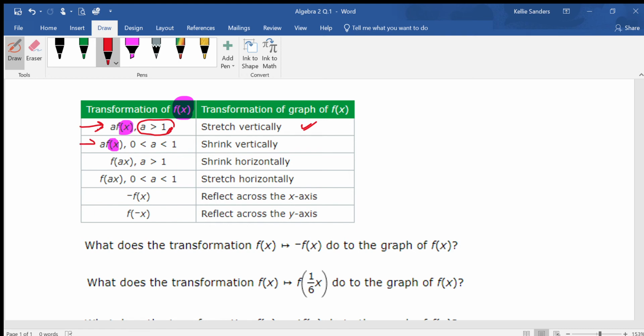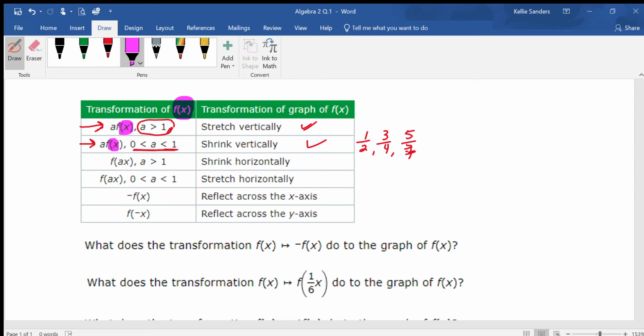If every single number in the original equation is multiplied by a number, but that number is between 0 and 1, well, you're like, what is between 0 and 1? Well, 1/2, 3/4, 5/7. All of those numbers are between 0 and 1. Why? Because the top number is smaller than the bottom number. If that happens, then we are going to shrink vertically.